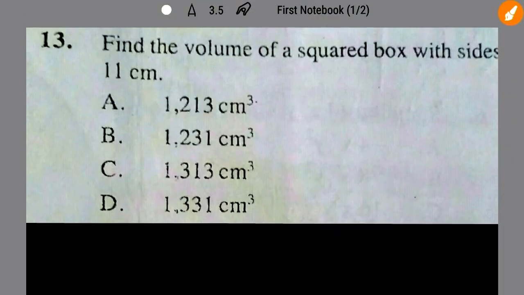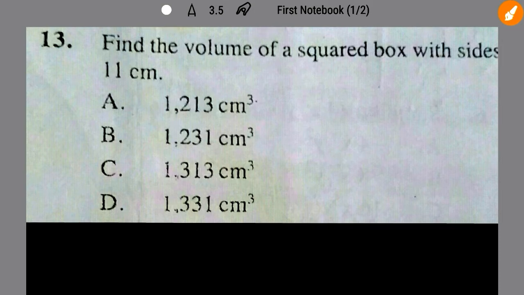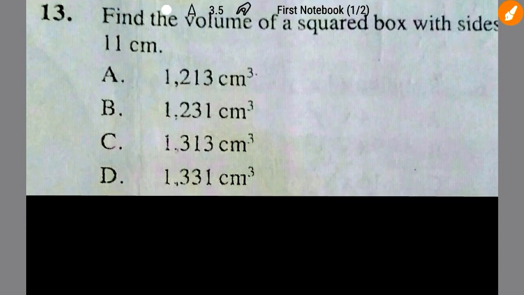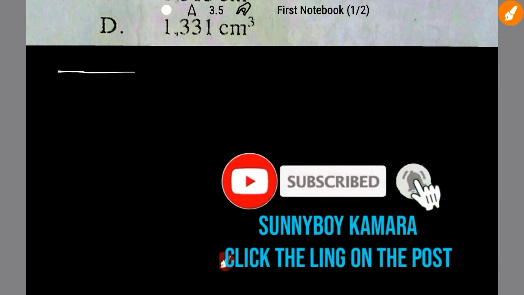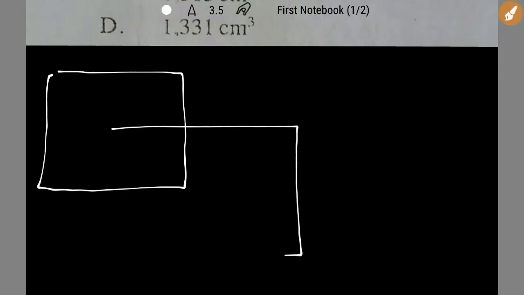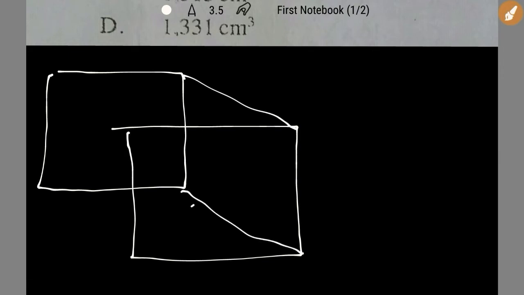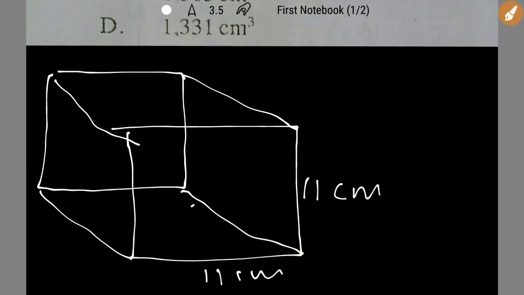Question number 13. Find the volume of a square box with size 11 centimeters. So let's put this in figure so we see exactly what we're going to calculate. So let's say we have a square box like this. So here we have 11 centimeters. Here 11 centimeters. And then the breadth 11 centimeters.